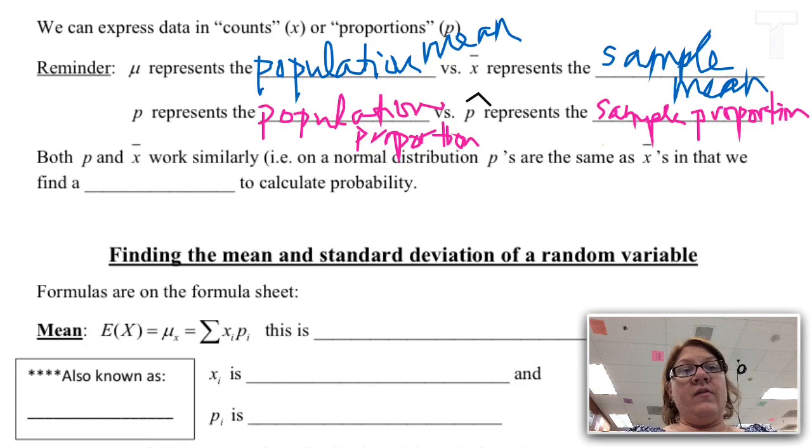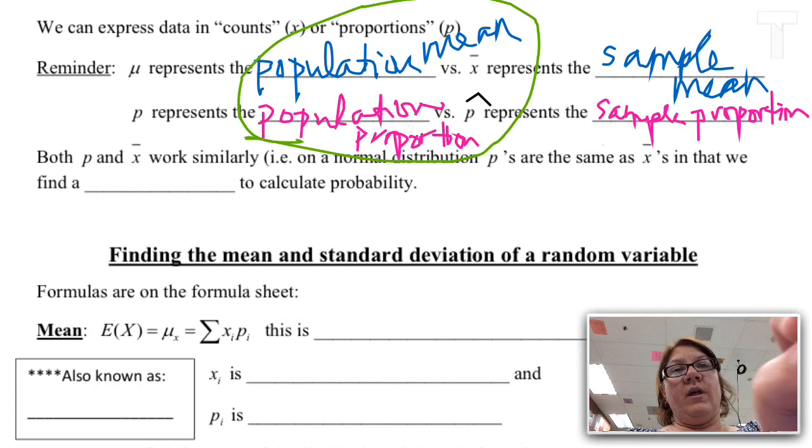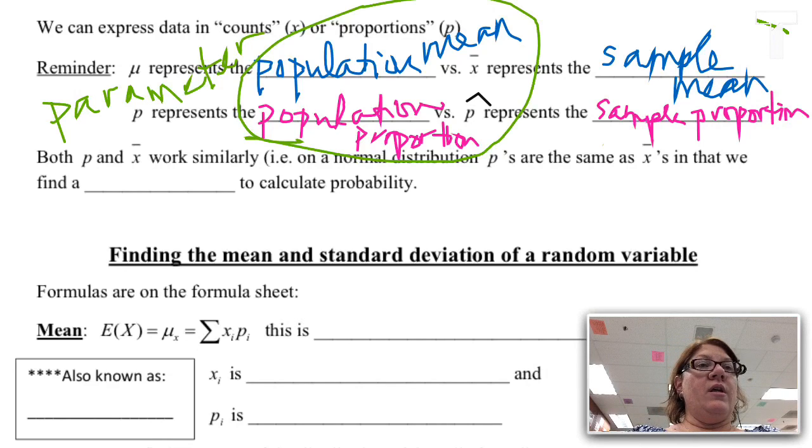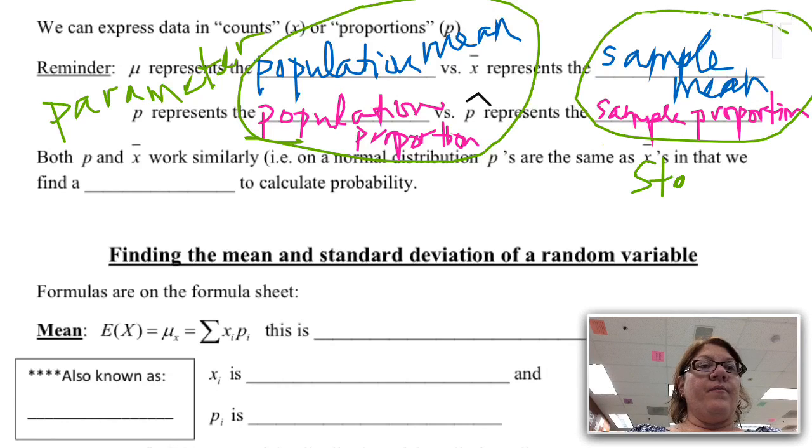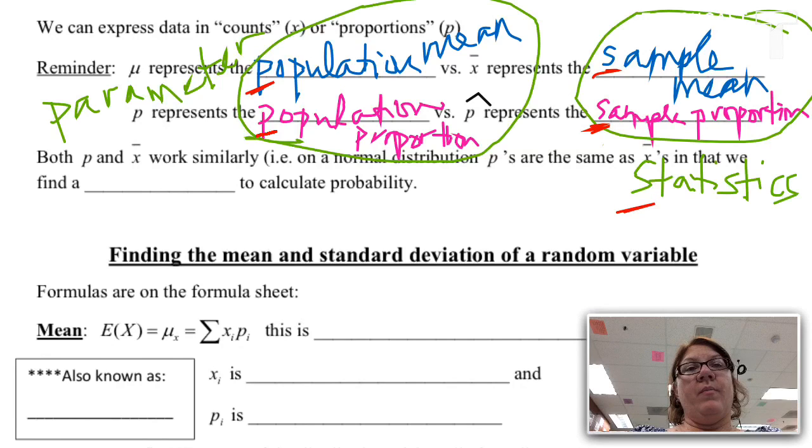And both of these are parameters because they come from the population. And both of these are statistics because they come from the sample. And one way to help you remember that is sample, sample, statistic, versus over here, population, population, parameter.